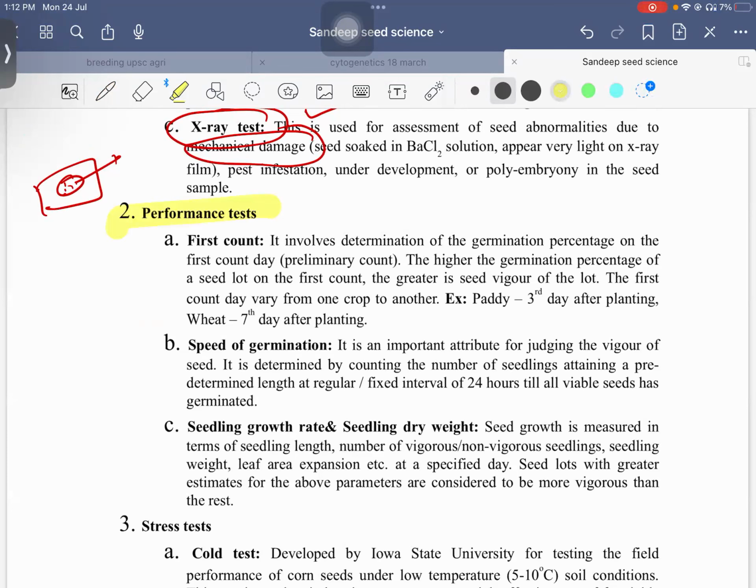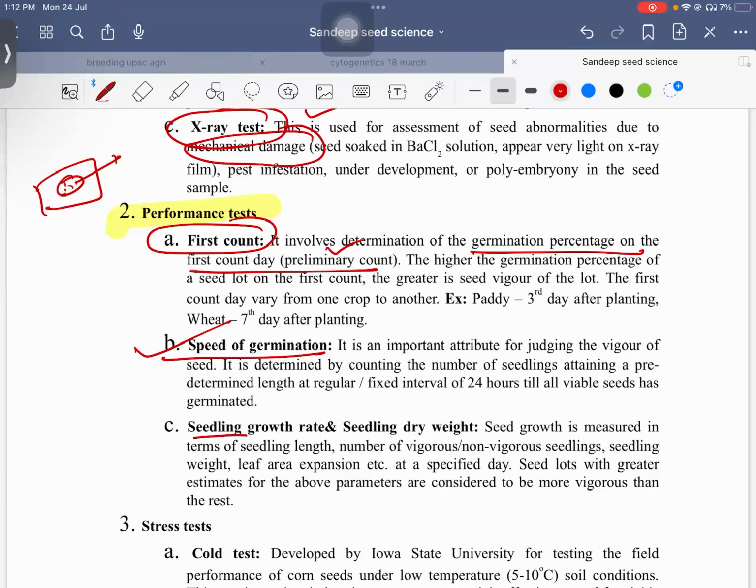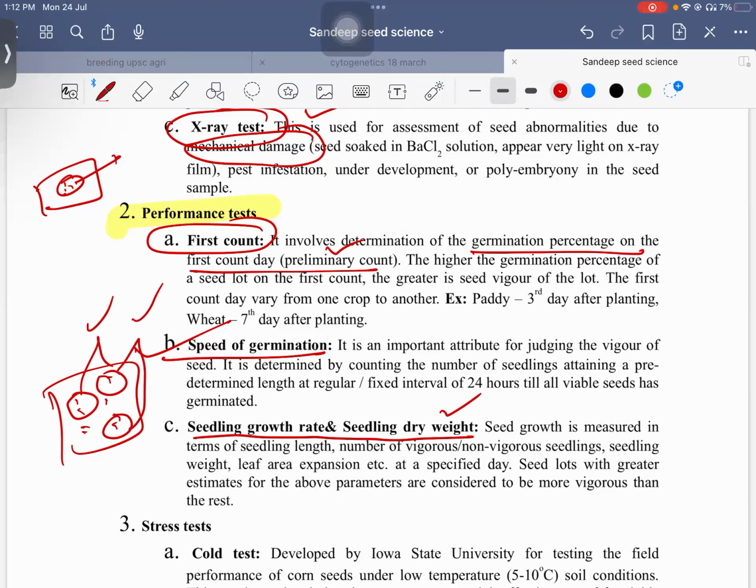Then we have some performance tests. This is very simple, like personal performance, as when someone is running a race. First count test, based on the germination percentage on the first day. Whoever germinates first is better. And speed of germination: who is germinating first within 24 hours? Also based on growth rate and seedling dry weight. Say there are 10 lines. We will check which line is best, which germinated first, and based on that we say this one has good vigor. That is the simple concept.